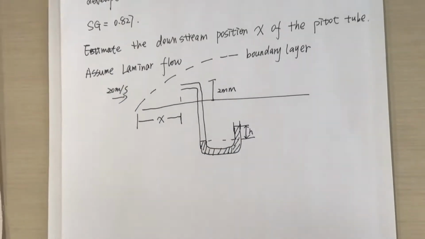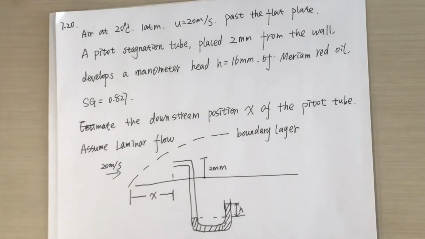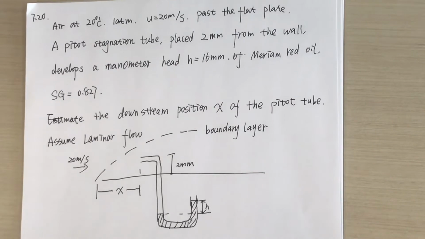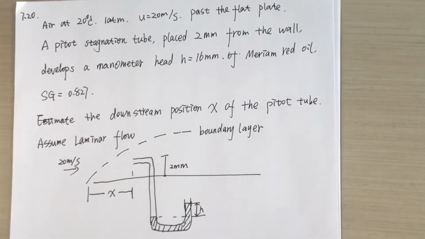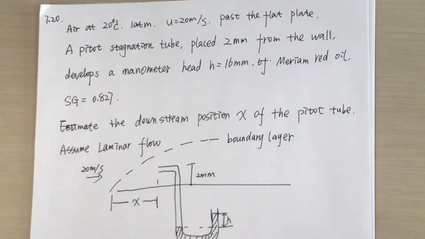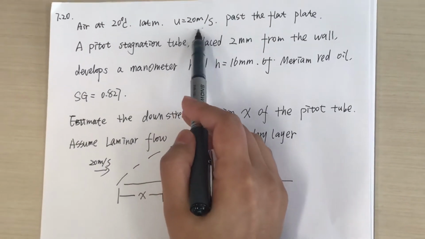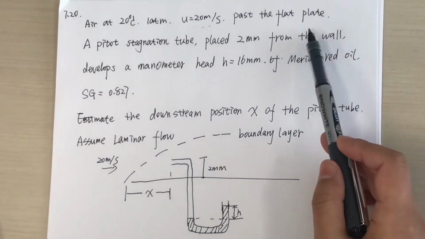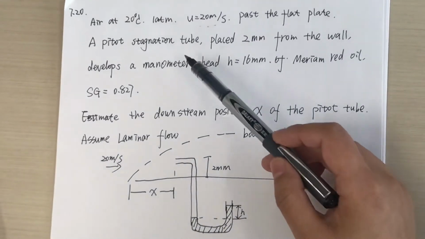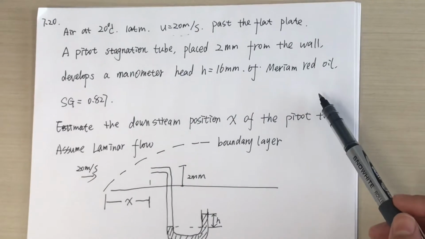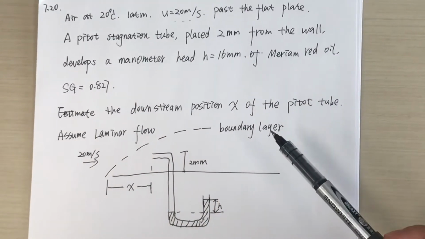It's question 7.7, and then we are going to question 2. It's 7.20. For still air at 20 degrees and 180 m flowing at a velocity of 20 meters per second past a flat plate, a P naught stagnation tube, like here, placed 2 millimeters from the wall, develops a manometer head.